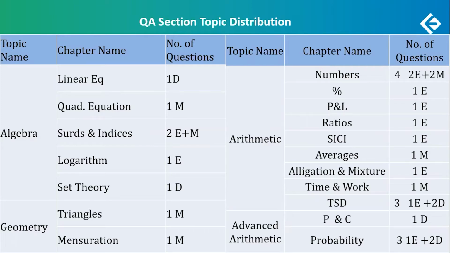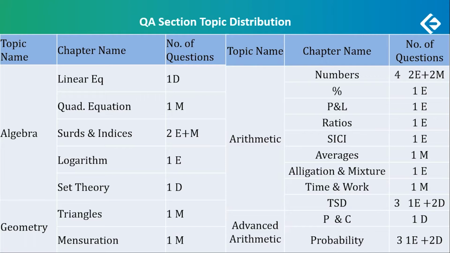So that was algebra. In arithmetic, if we see, again, numbers did have a little bit higher weightage as usual. 4 questions, 2 easy, 2 moderate. Percentage, there was a question which was easy. Profit and loss, easy question. Ratio, easy. SICI, easy question. Averages, there was a moderate question. Alligations and mixtures, there was an easy question.